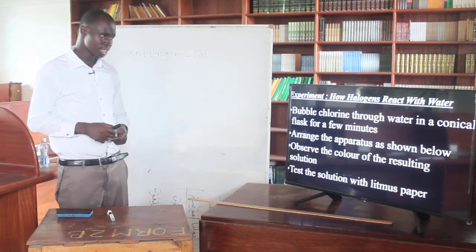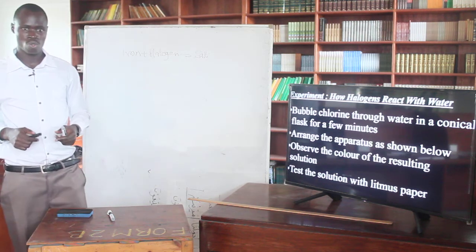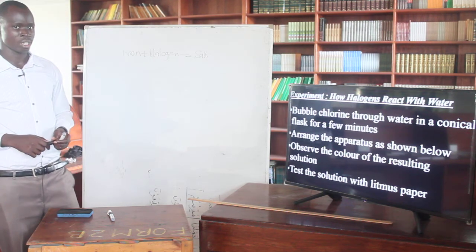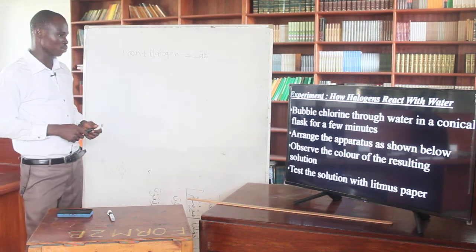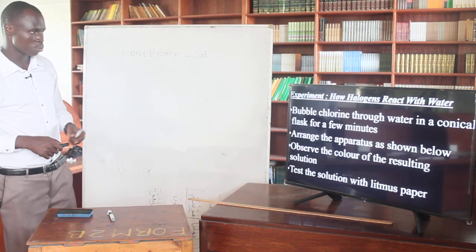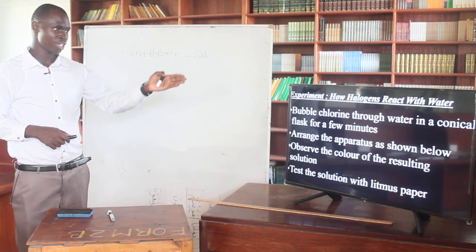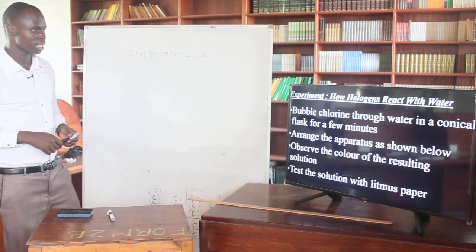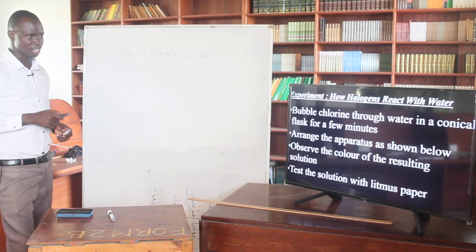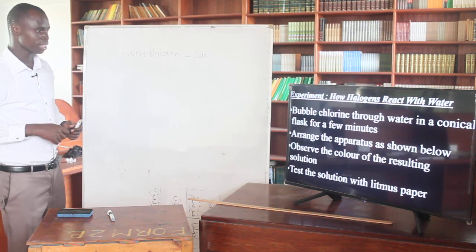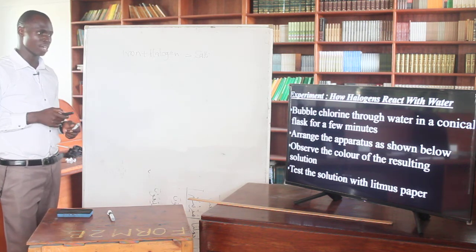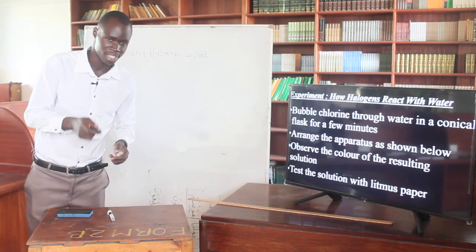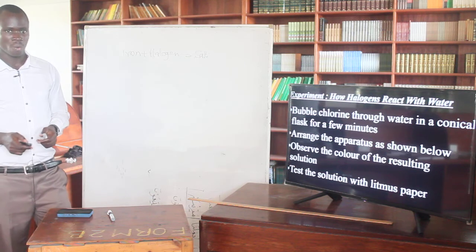Now, the next part is how do halogens react with water? You are supposed to bubble chlorine through water in a conical flask for a few minutes. Then arrange the apparatus as shown below, observe the color of the resulting solution, and then test the solution with litmus paper.